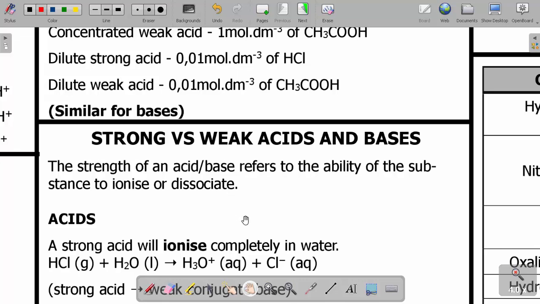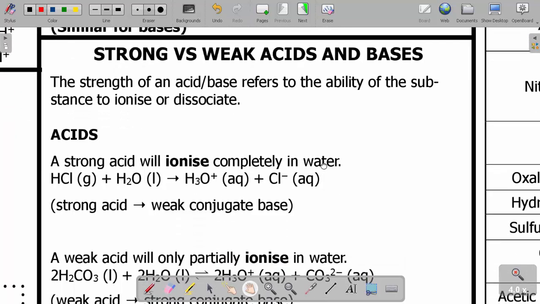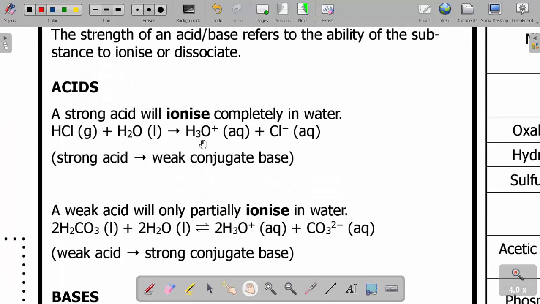Okay. Now the strength of an acid or base refers to the ability of the substance to ionize or dissociate. So if we talk about a strong acid, it will ionize completely in water. Example is hydrochloric acid plus water. It gives hydronium ions plus chloride ions. So this is a strong acid. It gives us the weak conjugate base. So the hydrochloric acid ionizes with water to form hydronium ions plus the chloride ion.